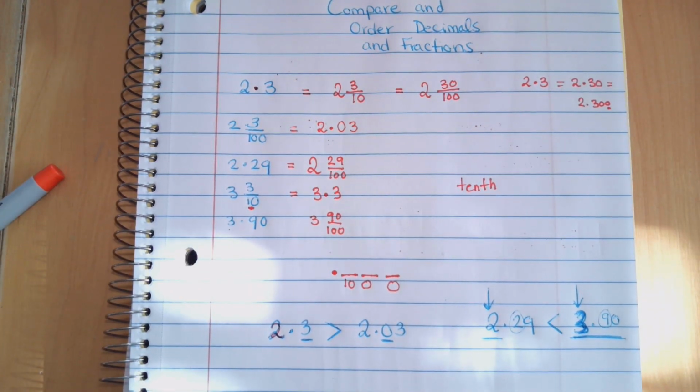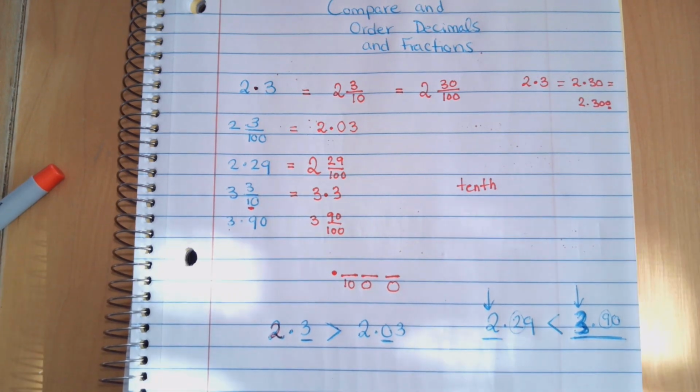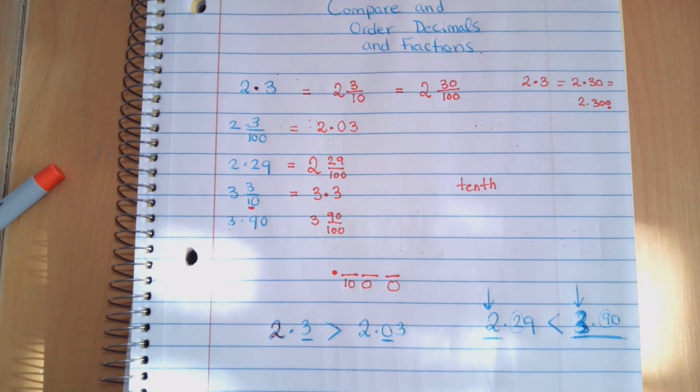It is a very easy skill, and I want you to believe in yourself. Slow down. Make sure you are looking at each digit and you are remembering the place value of each number. Then you can decide whether a number is bigger than, smaller than, or even equal to another number.